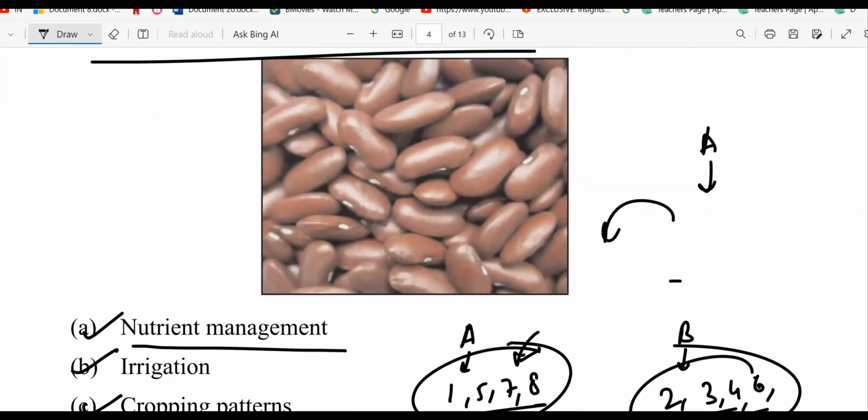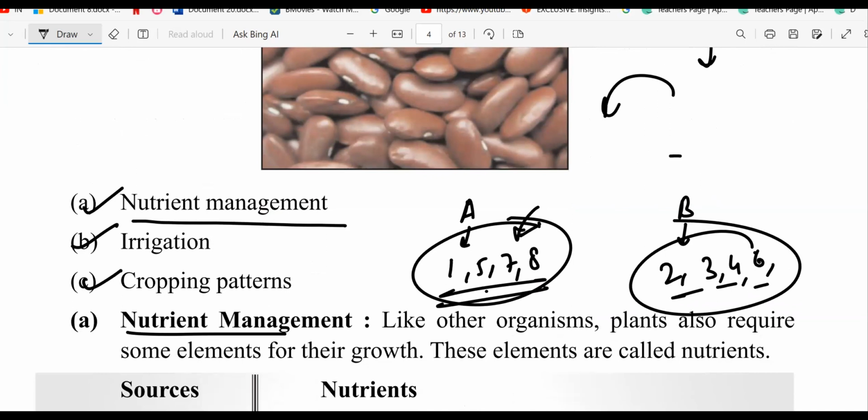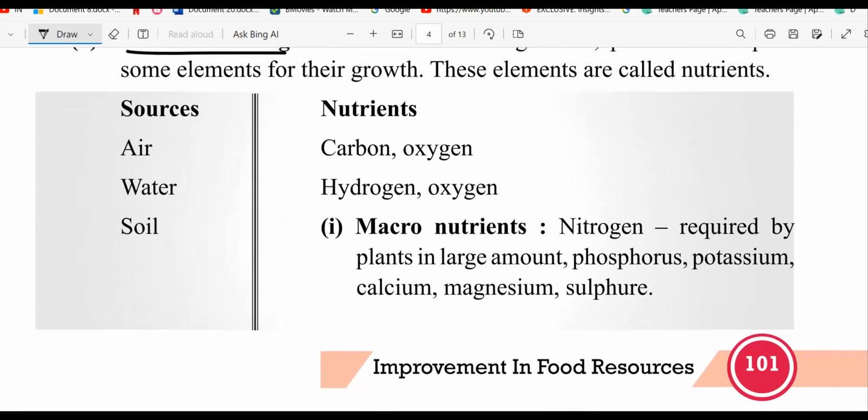Done? Yes, students? Yes, sir. So note these 3 points. Done? Have you noted these three Yes, sir. points? Irrigations, okay. Now nutrients management, that they are okay.